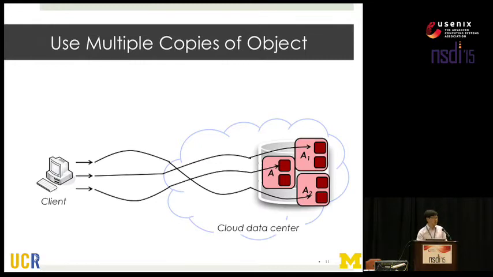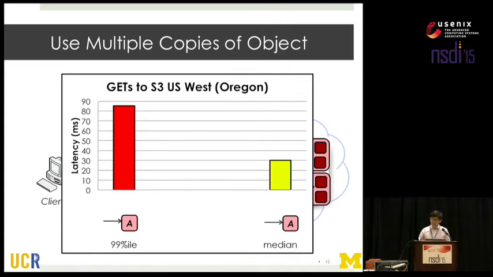And here is the experiment we did to show the effectiveness of this approach. We set up VMs in cloud data centers, and we issue requests to the same copy and different copies of objects in the local storage service. The graph here shows the latency observed at the S3 US West region. The red bar is the 99th percentile latency of a single request, and the yellow bar is the median latency of a single request. As we can see, there's a big gap between the 99th percentile latency and the median latency.